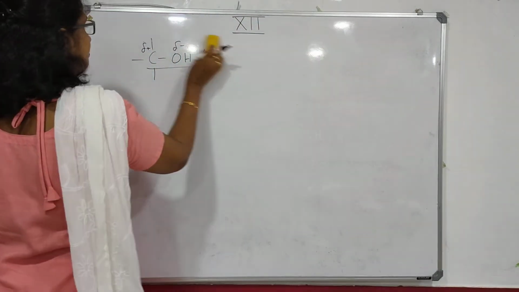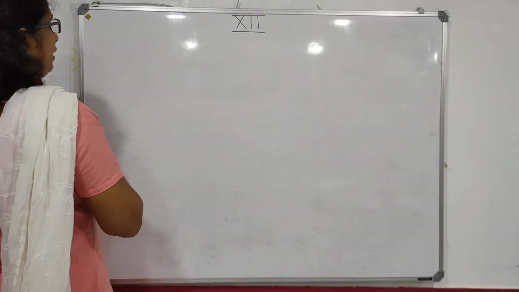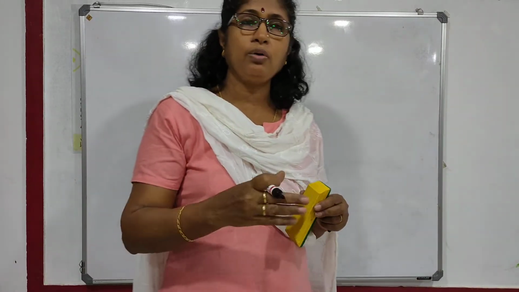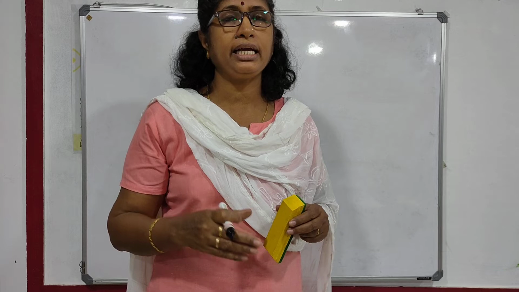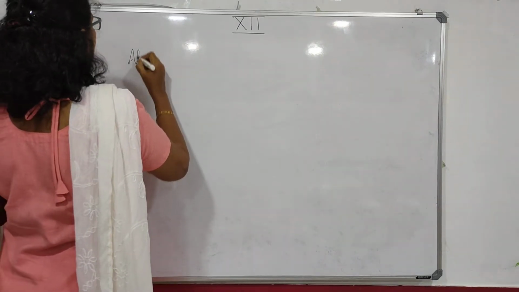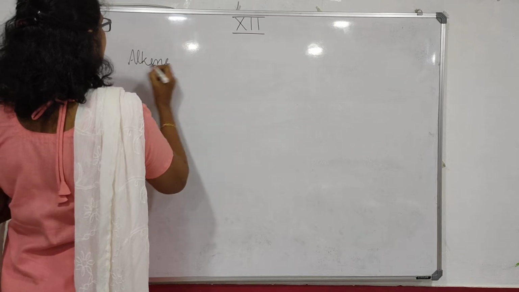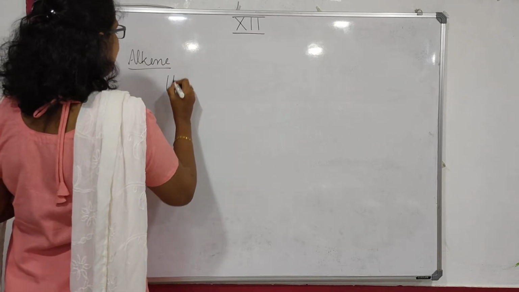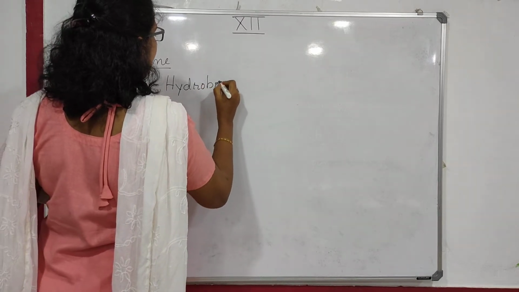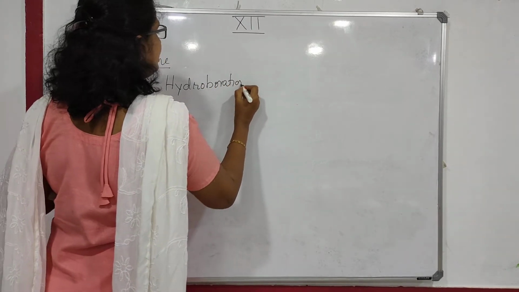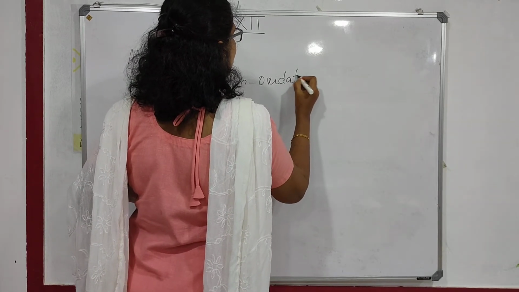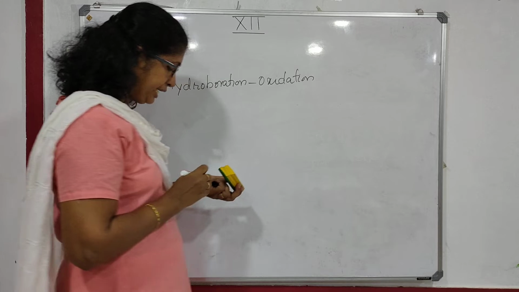Now we will come to preparation of alcohols. The mechanism of how alcohols form by the addition of water I have already given in one video. Now an alkene can also be converted to alcohol by another method, that is hydroboration and subsequent oxidation, which will give you an alcohol.